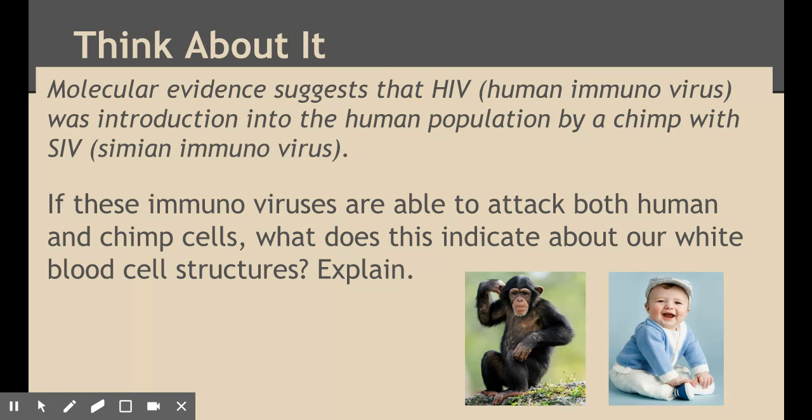Now, when we look at where viruses tend to jump between species, one of the most famous examples of this is that HIV, human immunodeficiency virus, is most closely related to something called SIV, which is simian immunodeficiency virus. This is an immune system attacking virus that is found in chimpanzees, which are our closest relatives. So the interesting thing here is that you have your chimpanzee and your humans both suffering from viruses that are very, very closely related. So the question is, if these viruses are able to attack both human and chimp cells, what does that indicate about our white blood cell structure?